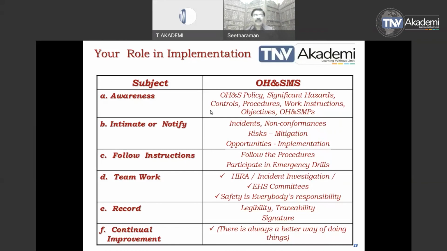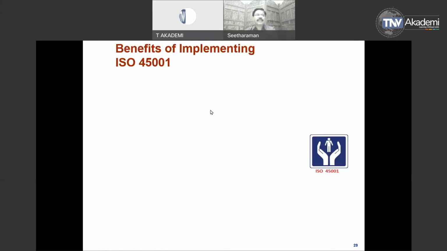Then as a continual improvement, look at it, there is always a better way of doing things. That should be our mantra. Whatever we are doing, can I do it better, so that I can improve the safety, maybe improve efficiency also in the process. That is what continual improvement is. Okay. So this is your role in implementation.